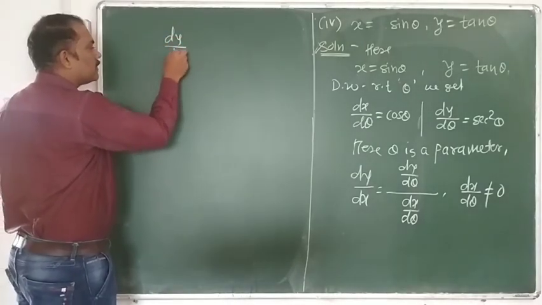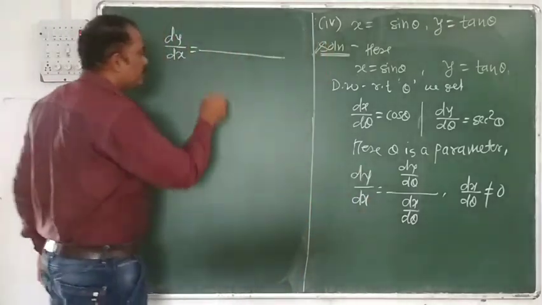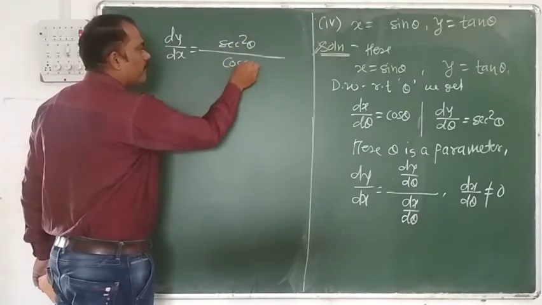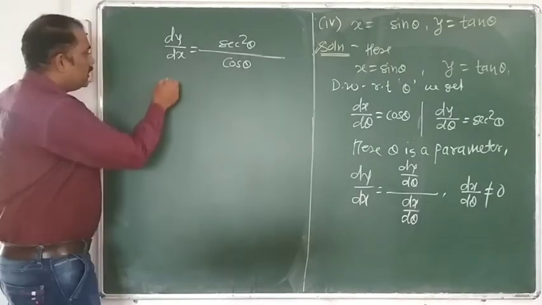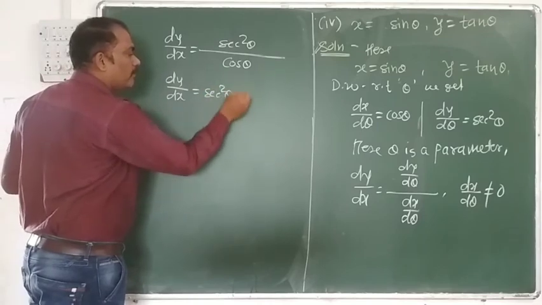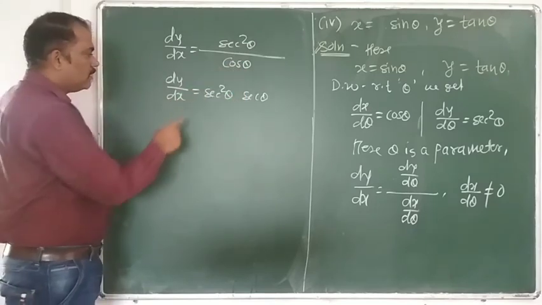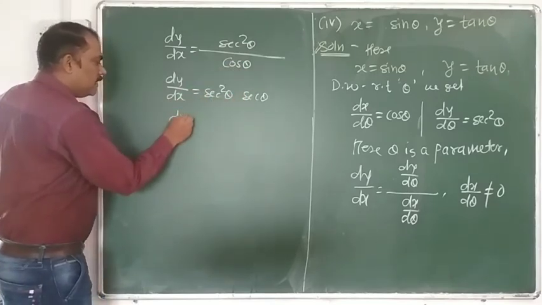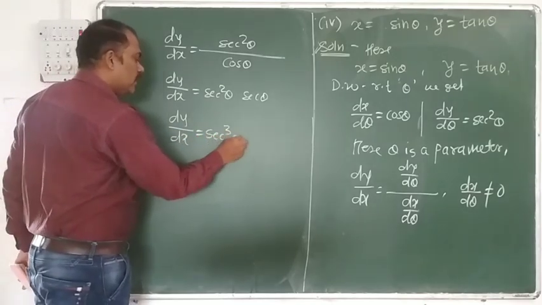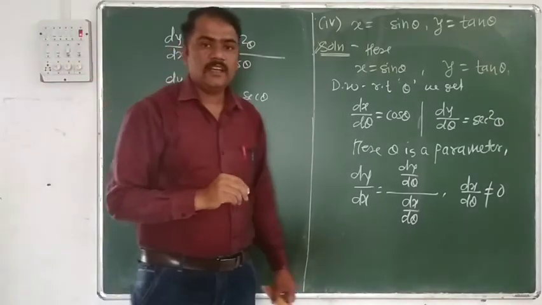dy by dx is equal to, what is the value of dy by d theta? Sec square theta. Dx by d theta is nothing but cos theta. That is dy by dx is equal to sec square theta into 1 upon cos theta, and 1 upon cos theta is nothing but sec theta. So sec square theta into sec theta, it is nothing but what? Correct, sec cube theta. dy by dx is equal to sec cube theta, which is the required answer.